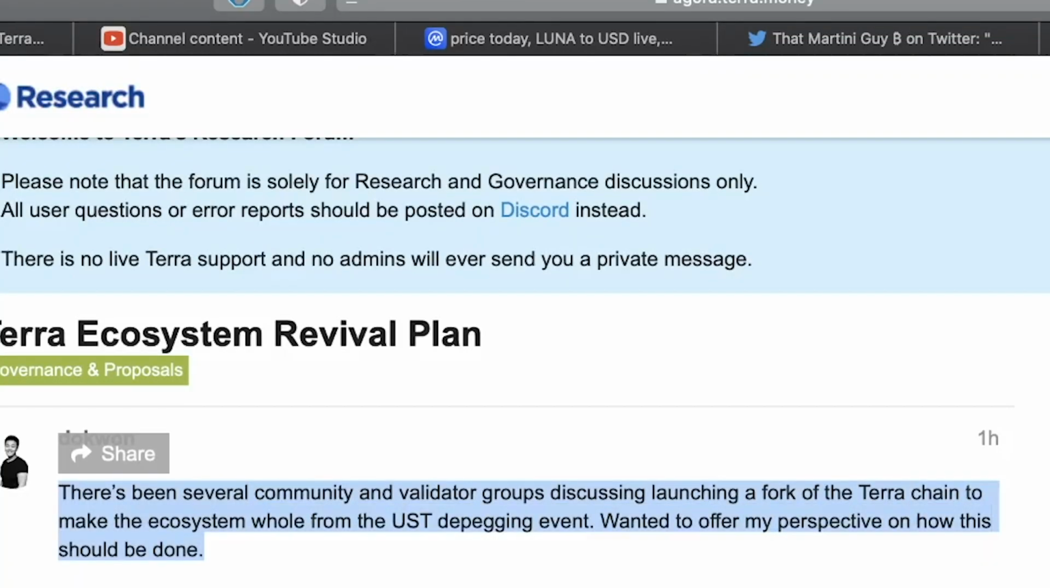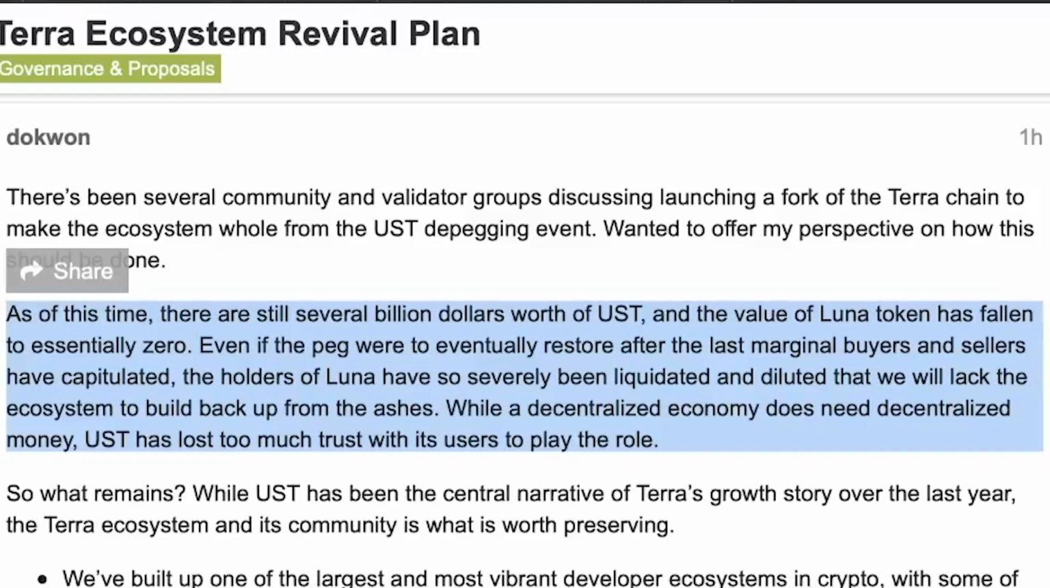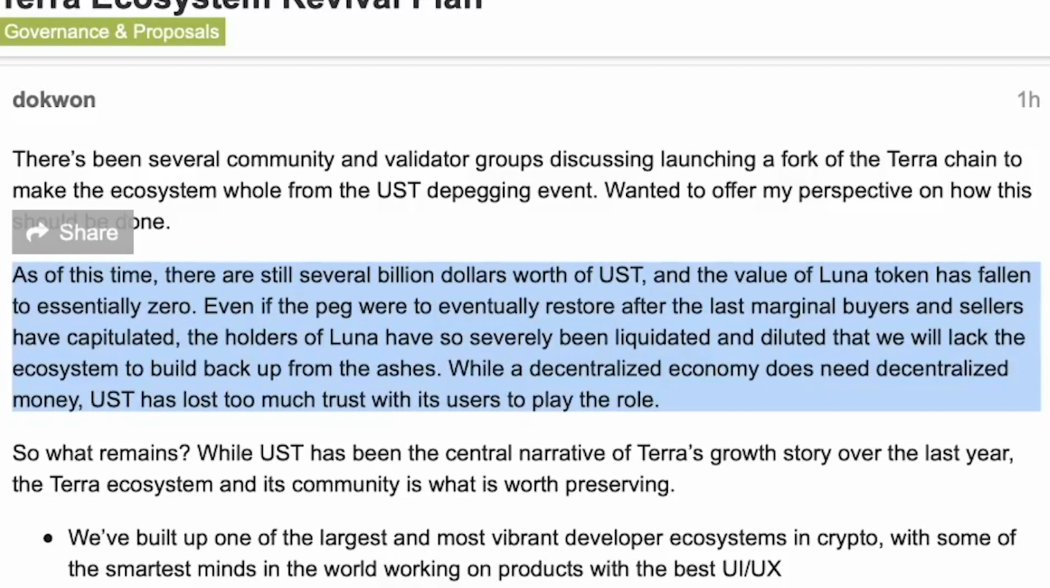There's been several community and validator groups discussing the launch of a fork of the Terra chain to make the ecosystem whole from the UST depegging event. Wanted to offer my perspective on how this should be done. As of this time, there are still several billion dollars worth of UST, and the value of Luna token has fallen to essentially zero. Even if the peg were to eventually restore after the last marginal buyers and sellers have capitulated, the holders of Luna have so severely been liquidated and diluted that we will lack the ecosystem to build back up from the ashes.